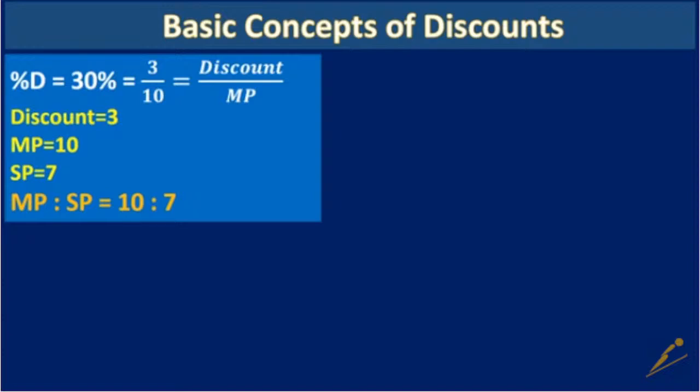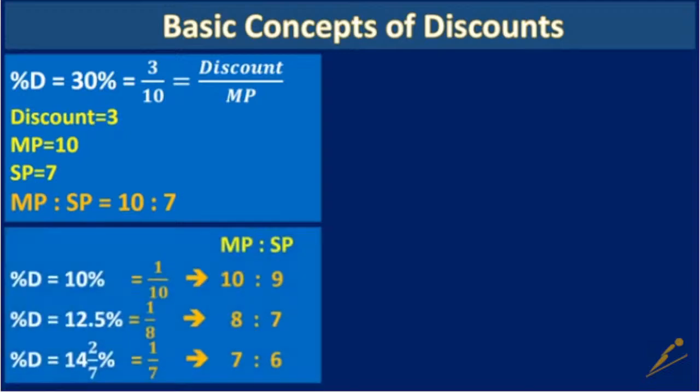Details of the discount, the marked price, and the selling price. Then the given discount percentage, the MP/SP ratio, is calculated. For the given 30% discount, the MP/SP ratio is 10:7. Similarly, for the given discounts of 10%, 12.5%, and 14.2%, the MP/SP ratios are 10:9, 8:7, 7:6.